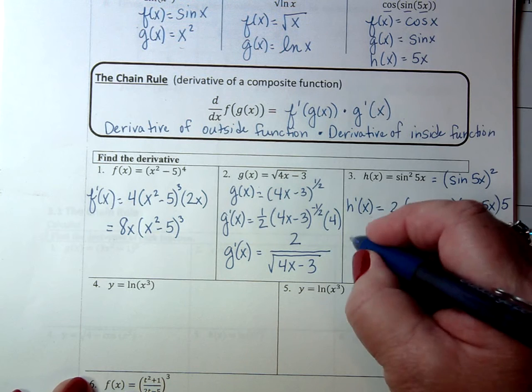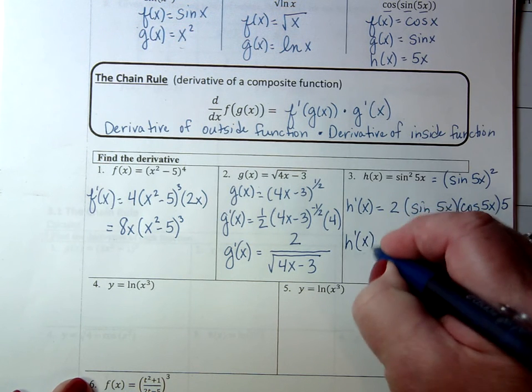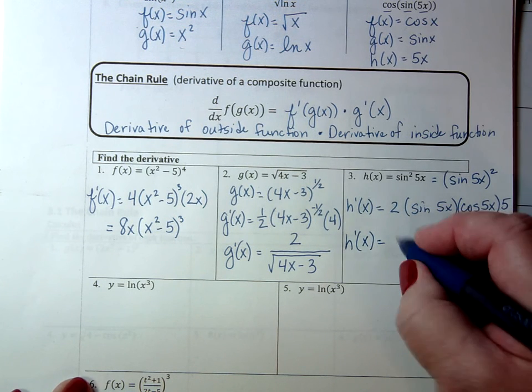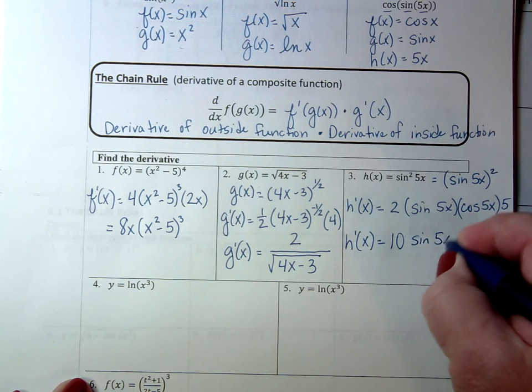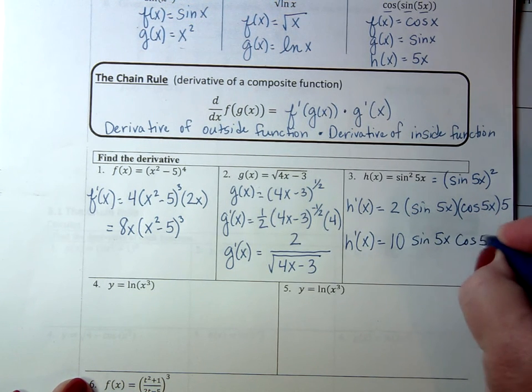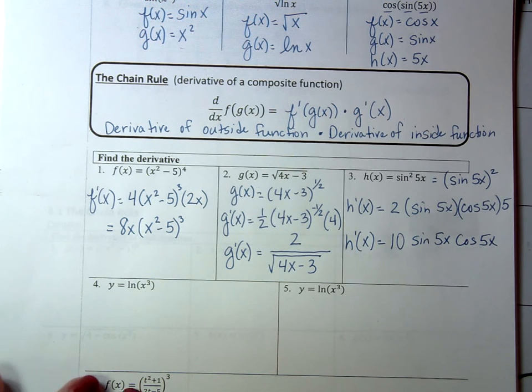So if I clean it up, I have 5 times 2 is 10, and then I have a sine of 5x and a cosine of 5x. All right, we'll try another.